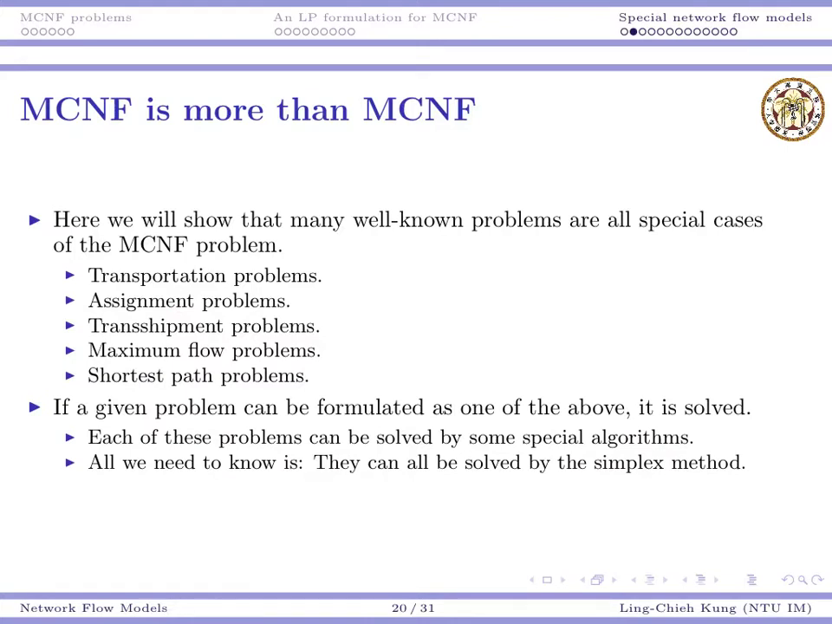If a given problem can be formulated as one of the above, it is solved. Why? Because there are some special algorithms that are dedicated to solve each of these problems. What's interesting is that as these problems are special cases of MCNF, they are actually linear programming problems, right? So even though there are special algorithms, at least we know one thing. These problems can all be solved by the simplex method. That's all we need.